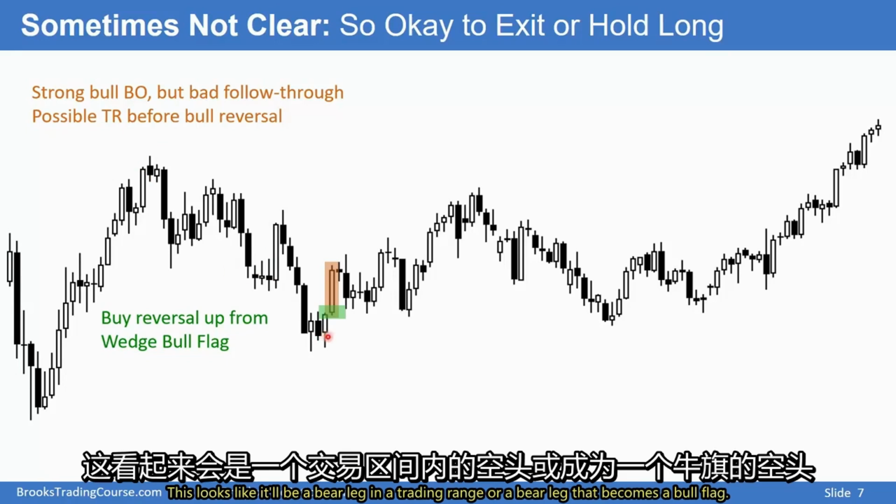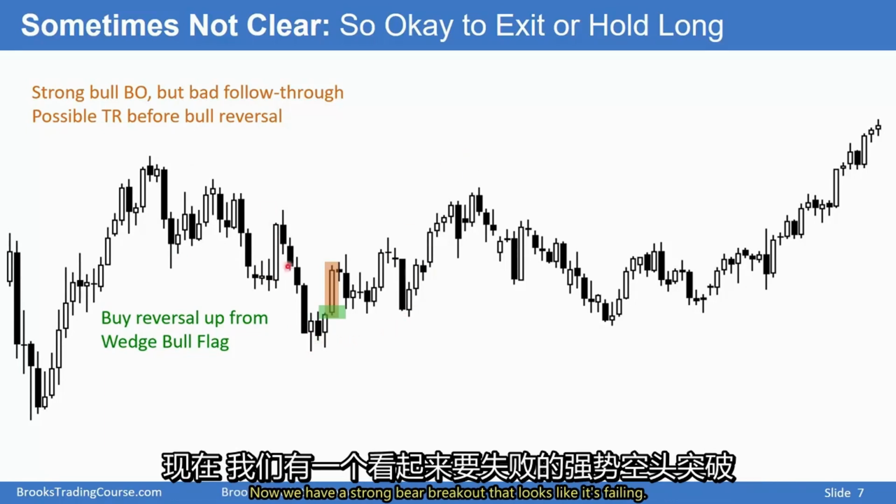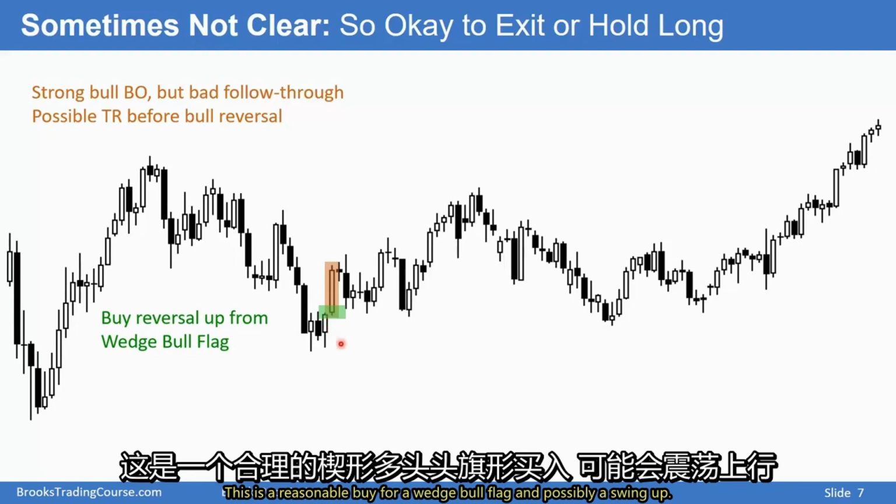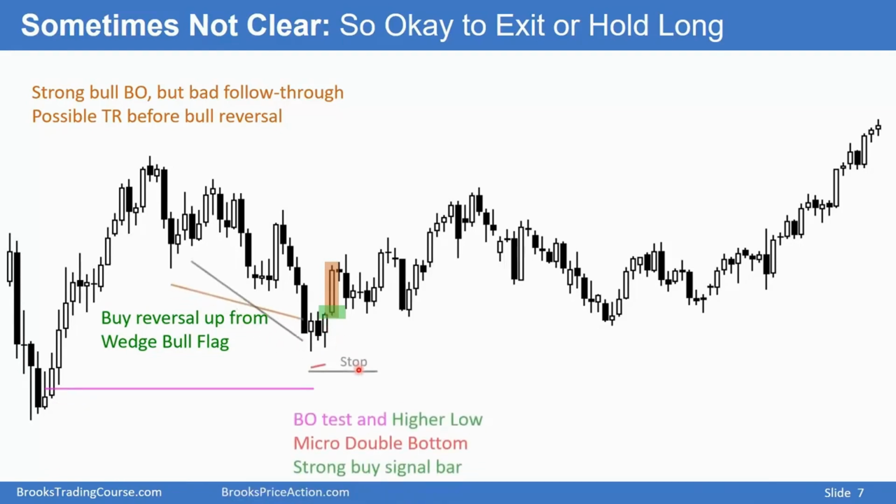This looks like it'll be a bear leg in a trading range, or a bear leg that becomes a bull flag. Now we have a strong bear breakout that looks like it's failing. It went above this bull bar, and then we have a second entry buy. This is a reasonable buy for a wedge bull flag and possibly a swing up.